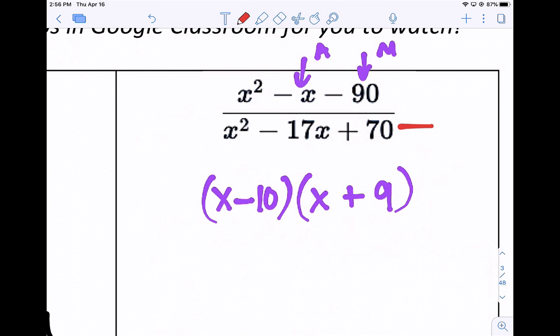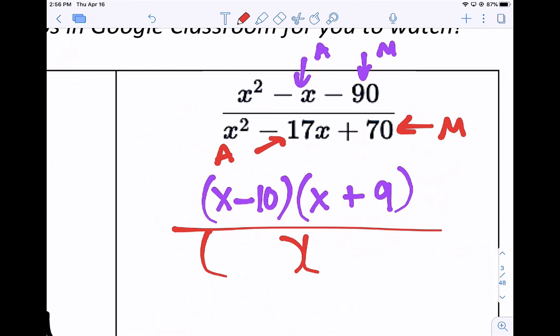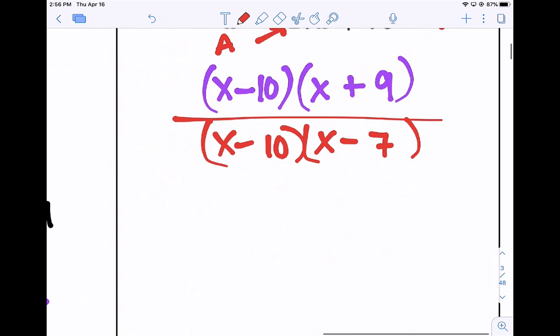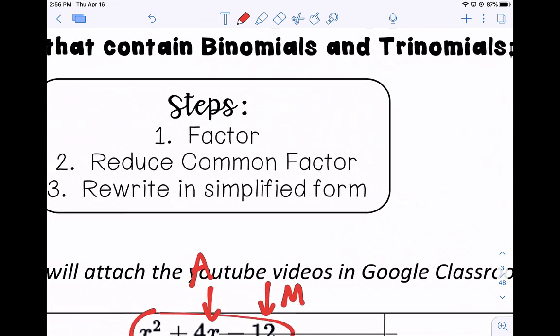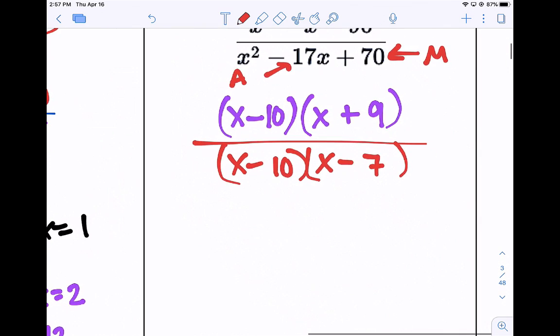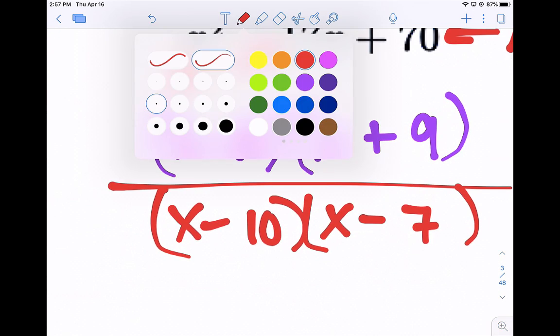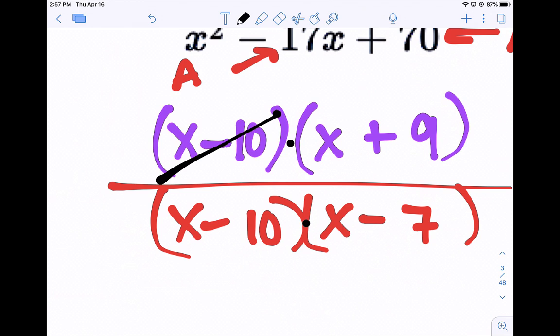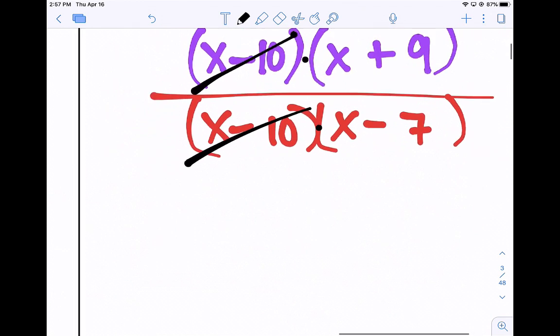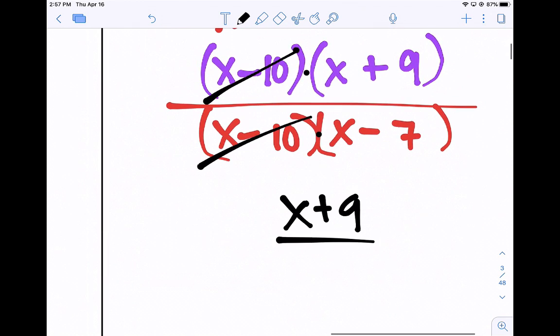The bottom is what multiplies to 70 that adds to negative 17. In this case, it would be 10 and 7 multiplied to 70, but we have to make them both negative, so they add to negative 17. All right, so there's the first part, factor. The second part is cancel or reduce the common factor. So what can we reduce here? Well, we see the x minus 10 as being multiplied in each of these, so we can cancel that. And our final answer is x plus 9 over x minus 7.